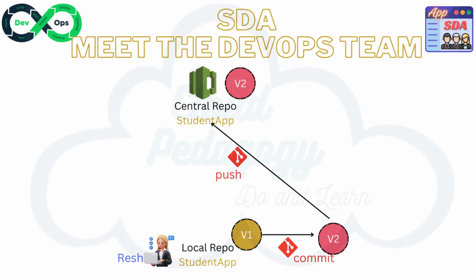Push is used to upload local repository changes to a central repository. Pushing is how you transfer commits from your local repository to the remote or central repository. Notice that when we do the push, our version becomes version 2 in the central repository.